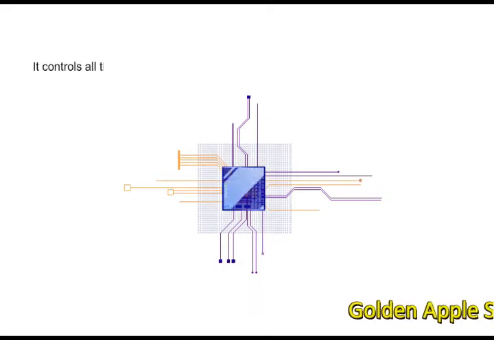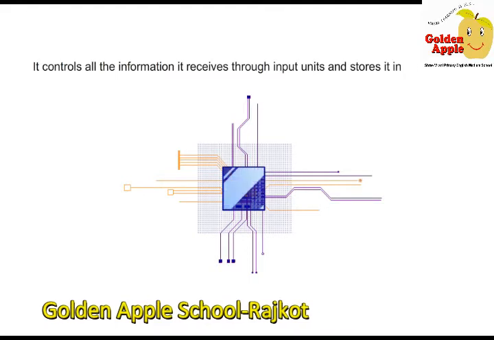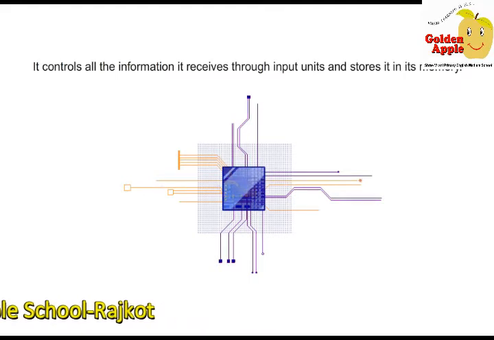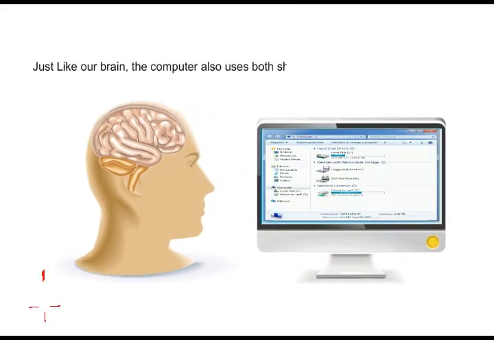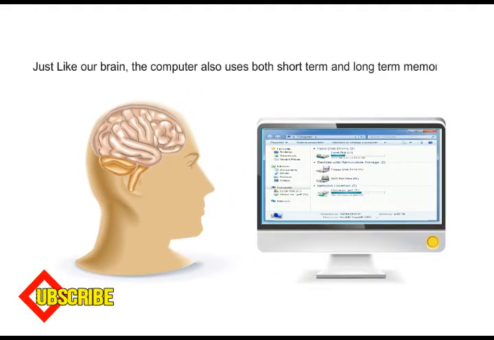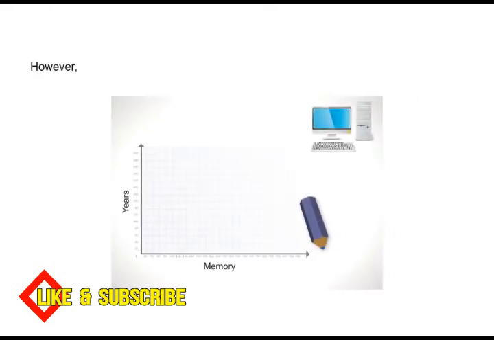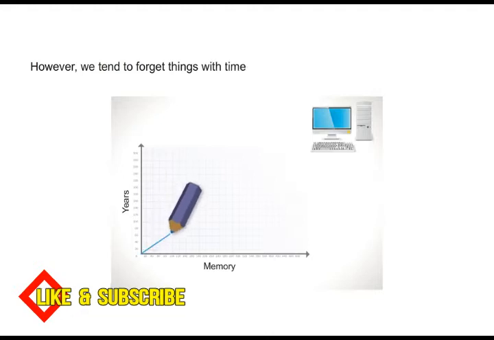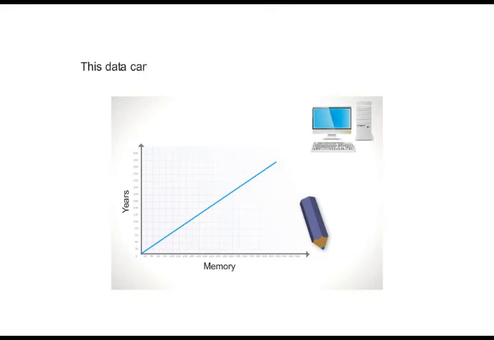It controls all the information it receives through input units and stores it in its memory. Like our brain, the computer also uses both short-term and long-term memory to store data or information. However, we tend to forget things with time, but a computer can retain the stored data for years. This data can be retrieved from the computer's memory when needed.